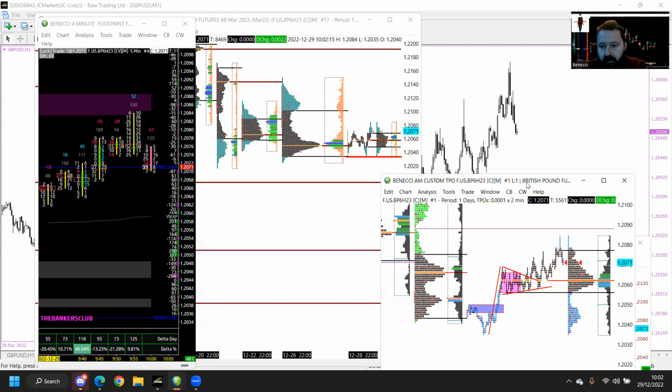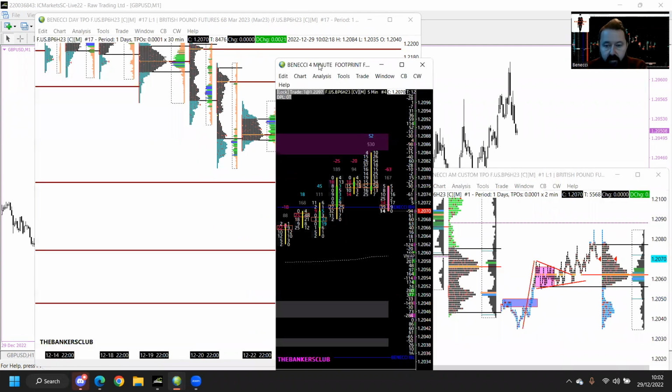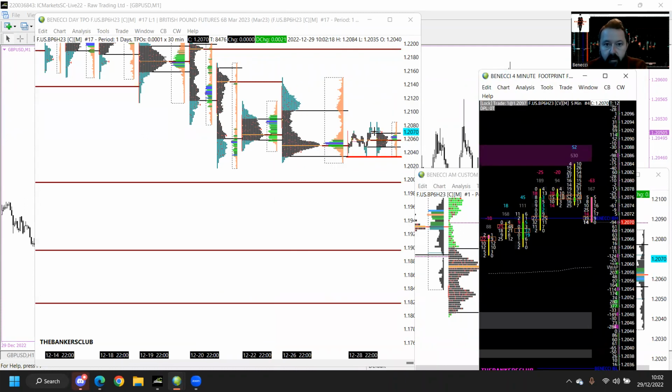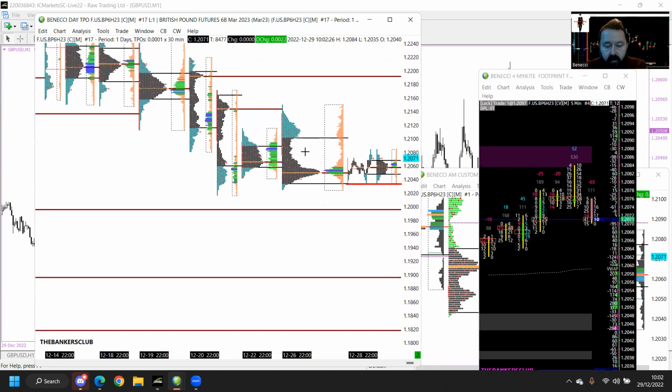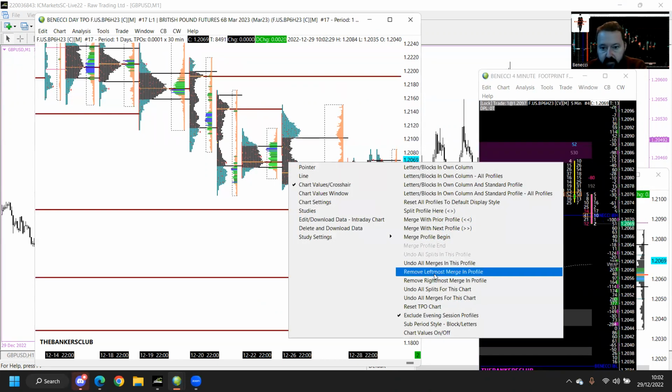Let's get into it. I've posted in the Discord already the trade as it unfolded, so you can see where my entries were, but let's start off with the daily. So I come on the charts this morning. Let's just unmerge this.